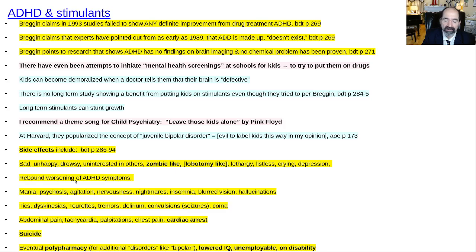These are powerful effects on the brain. They'll have a tendency sometimes to develop tics, Tourette's, tremors, delirium, confusion, hallucinations. They can go into a coma. They can even get a heart attack. They can have cardiac side effects. They can commit suicide. Eventually, they often end up on multiple drugs. That's called polypharmacy, for additional bogus disorders that can be added on, like childhood, juvenile bipolar. Their IQ from the brain damage is lowered, less ability for sophisticated thinking. They can become unemployable. They can end up on mental health disability. It's bad.